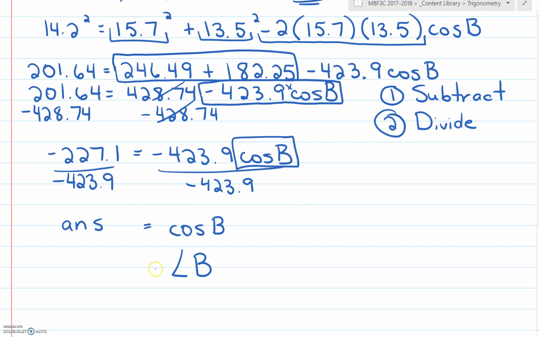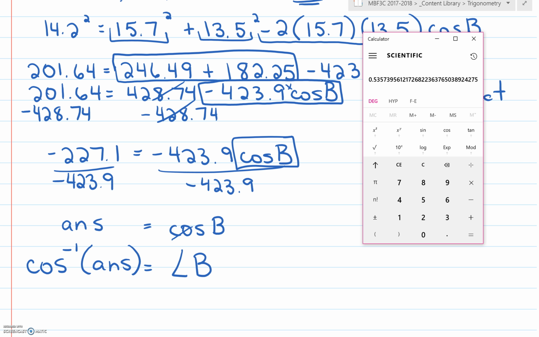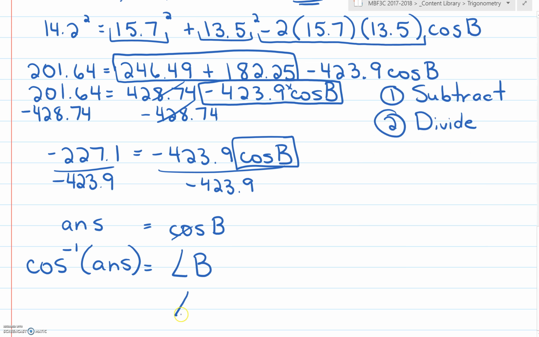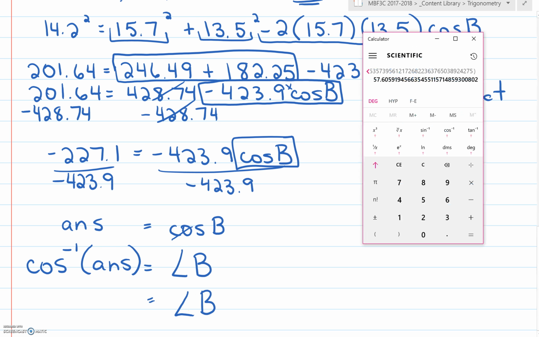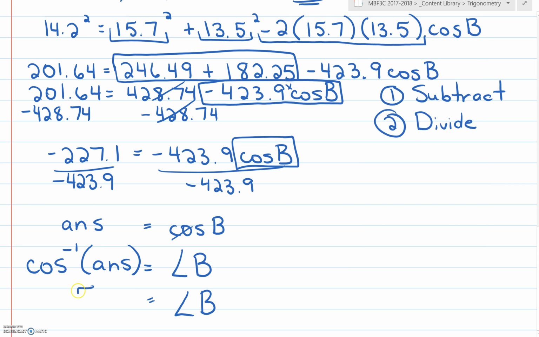But I'm not looking for the cosine of B. I'm looking for angle B, which means I need to cancel out the cos by doing cosine of negative 1 on my calculator without writing anything down. So I go to cosine of negative 1. Don't make the mistake of using sine, it won't work. And if we round this to the nearest degree, we get angle B equals, I think it was 58 degrees. And that's what angle B is equal to.